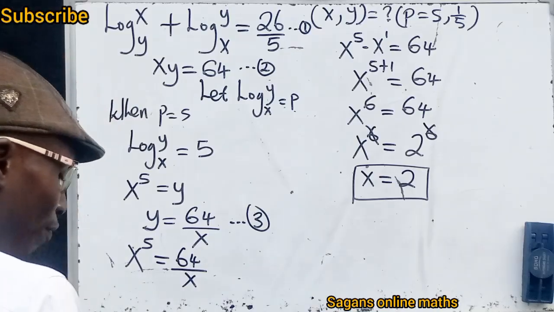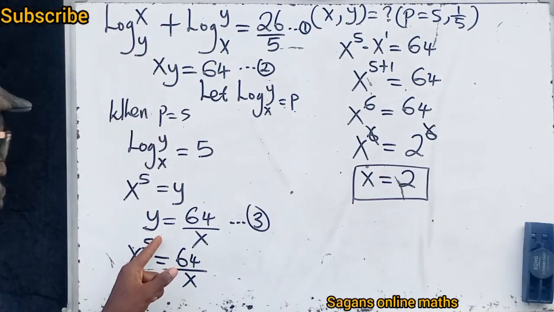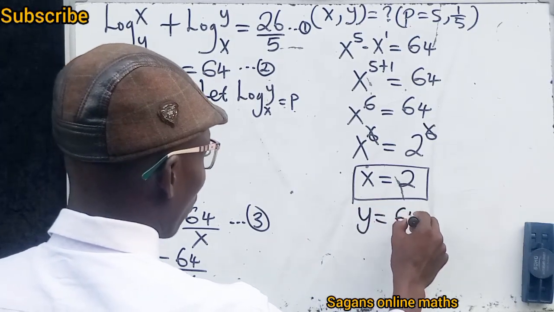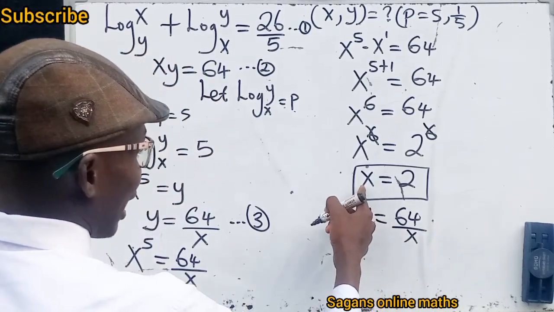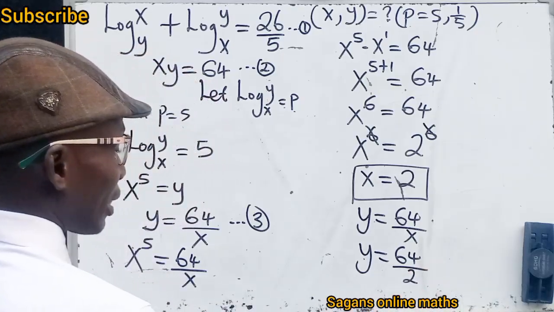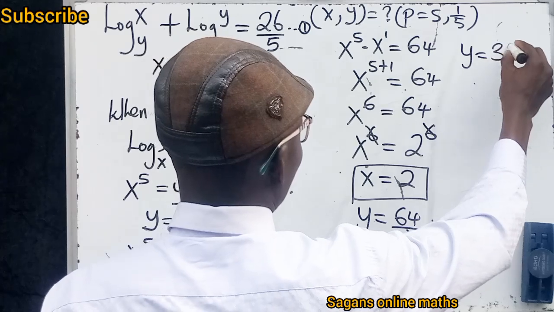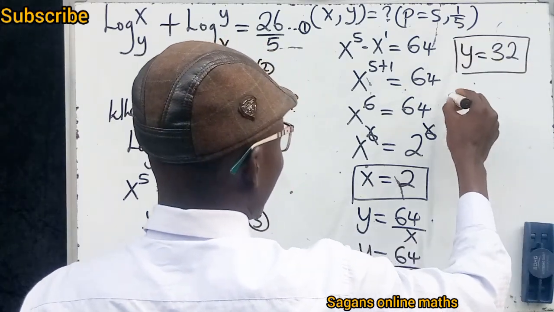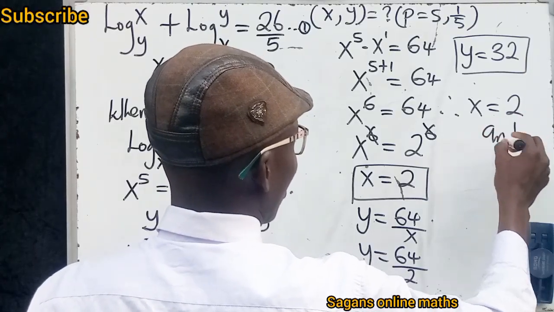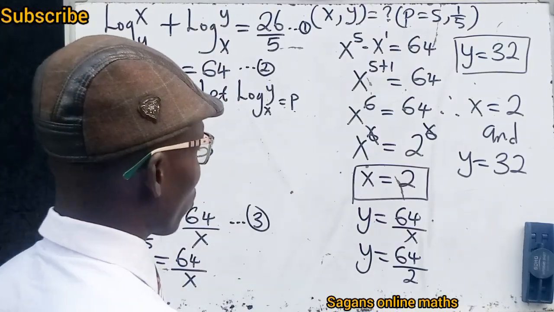But we are asked to find the value of x and the value of y. We are getting the value of x as 2. So let's solve for y from equation 3. From equation 3, we know that y is equal to 64 divided by x, and we are getting that x is 2. That means y will be equal to 64 divided by 2, which gives us 32. This is the value of y. Therefore, x is equal to 2 and y equals 32. And this is the clear solution to this particular problem.